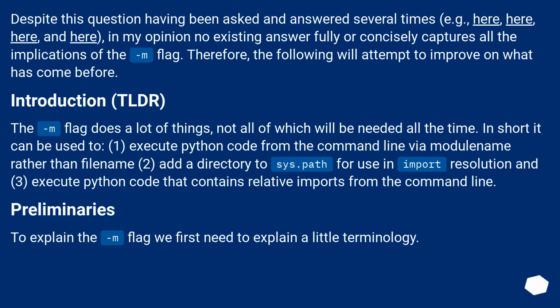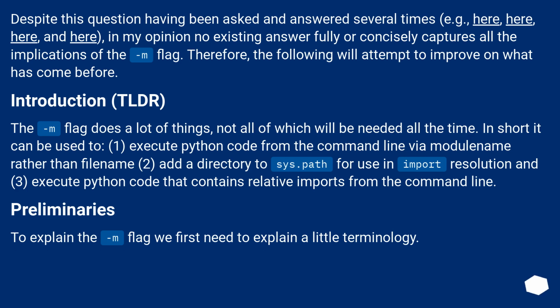Introduction, TLDR. The -m flag does a lot of things, not all of which will be needed all the time. In short, it can be used to: 1. Execute Python code from the command line via module name rather than file name. 2. Add a directory to sys.path for use in import resolution, and 3. Execute Python code that contains relative imports from the command line.